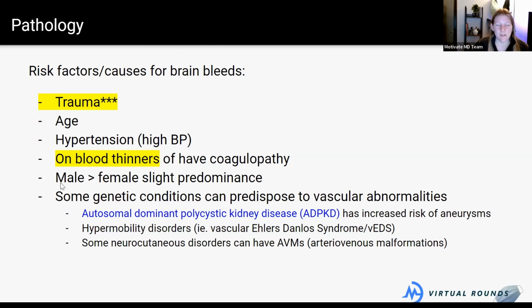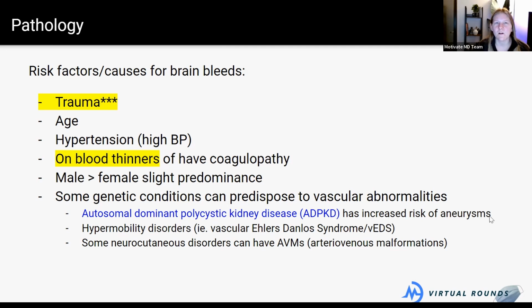Particularly for subarachnoid hemorrhage, males have slightly higher rates than females, but it's not a super big risk factor. And then lastly, certain genetic conditions can predispose you to having vascular abnormalities. One that they love to ask about on our board exams is autosomal dominant polycystic kidney disease. You're like, what, the kidneys, what does that have to do with the brain? But something with the genetics of having polycystic kidney disease can also increase your risk of having aneurysms.